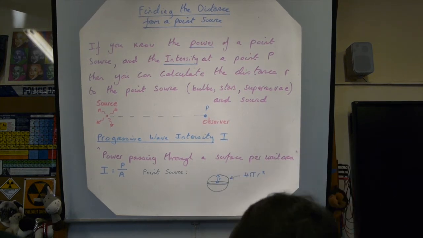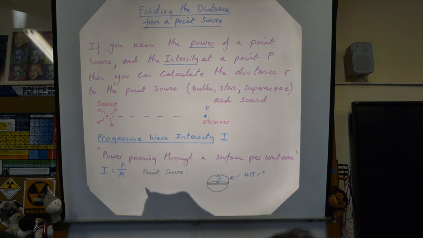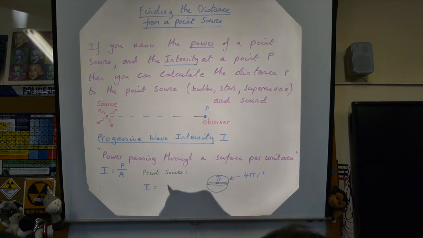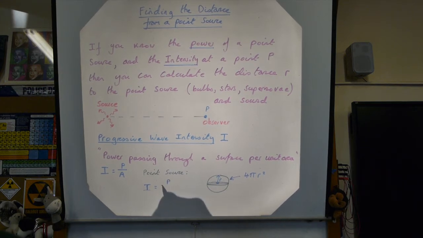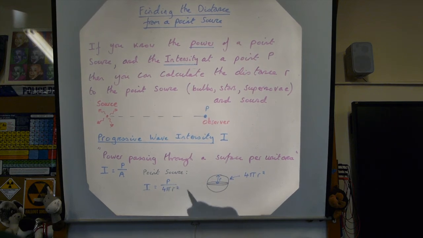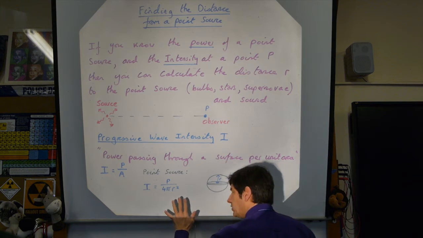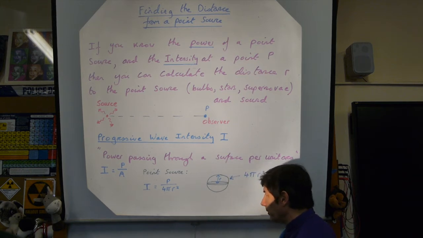So we can rewrite this formula for a point source, yes, a special case. The intensity will be equal to the power divided by the area, which is 4 pi r squared. And we're going to use that formula quite a lot. Just get your head around what it all means.